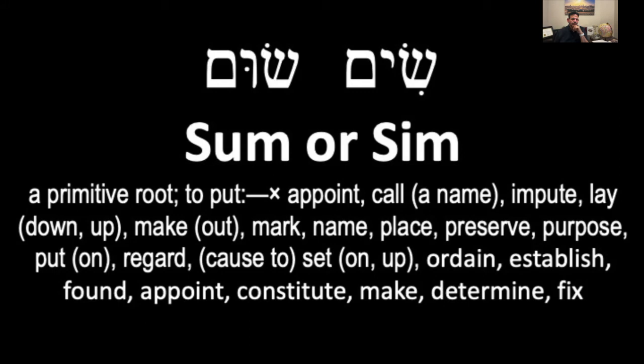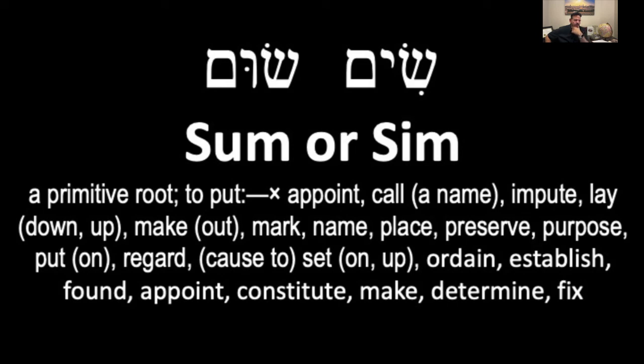We see a primitive root here in the Strong's Concordance, obviously, not that it's primitive, but it's ancient. And it means literally to appoint or call a name or impute or lay down or make out, mark. It doesn't really mean these things. It's actually translated this way in the King James Bible. So this is a list of all the ways the King James Bible has translated this root sum or sim. The idea is to put in place, to appoint. So you put someone's name or you appoint someone into an office, it is this root sim.